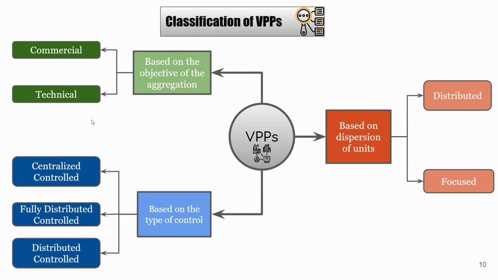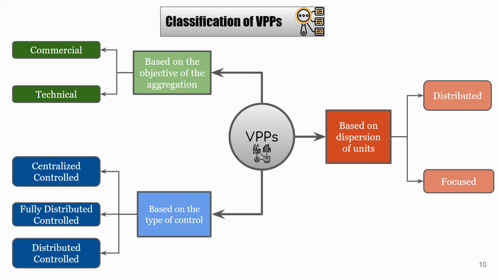So now, the classification of virtual power plants. Virtual power plants can be classified based on a number of things. First, based on the objective of the aggregation. Based on the objective of aggregation, the virtual power plant can be classified into two categories. First, the commercial, and second, the technical.